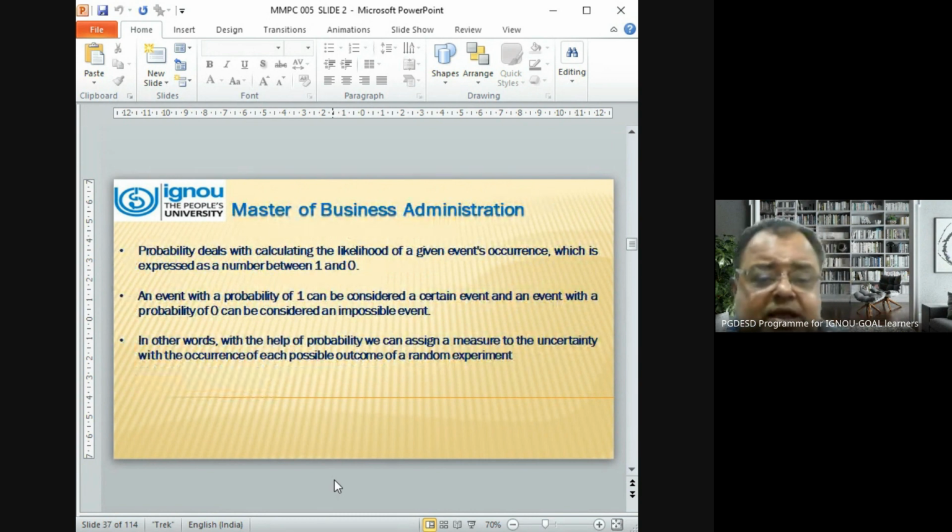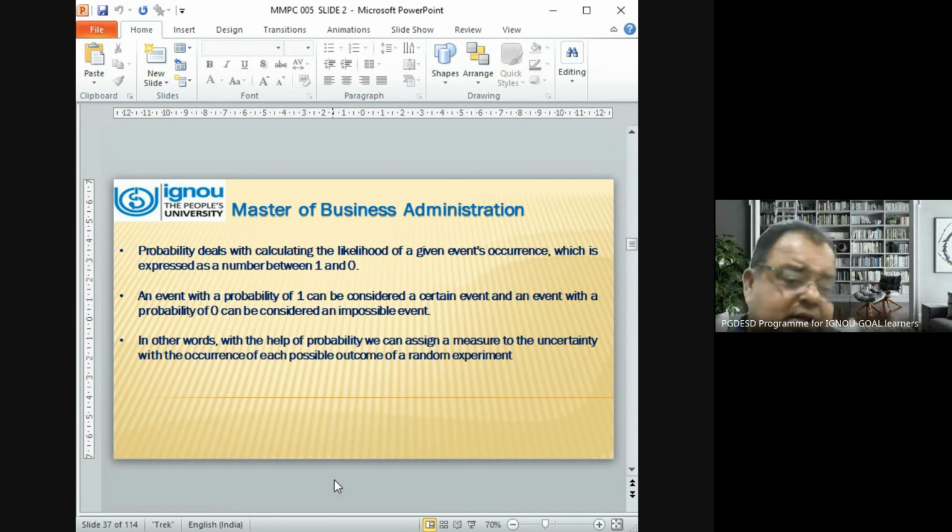Probability deals with calculating the likelihood of a given event occurring, which is expressed as a number between 1 and 0. An event with probability 1 can be considered a certain event, and an event with a probability of 0 can be considered an impossible event.